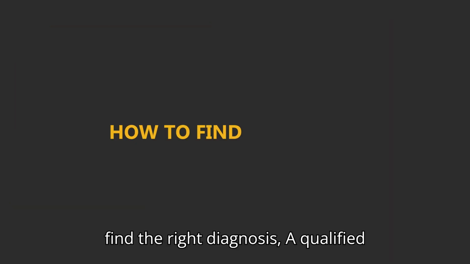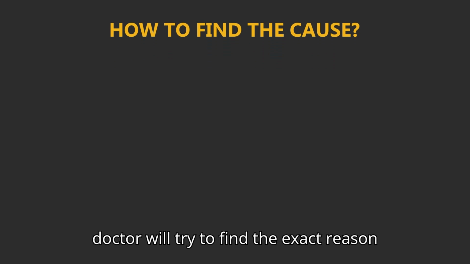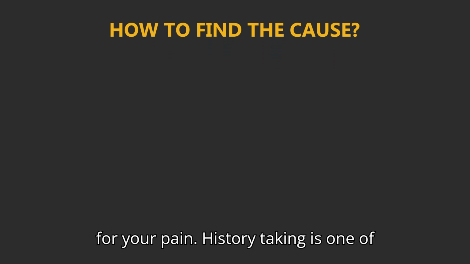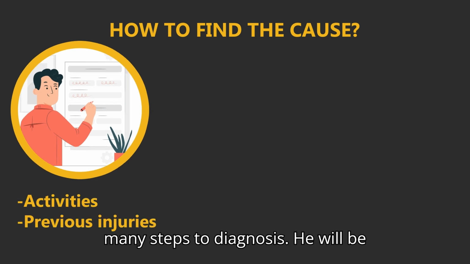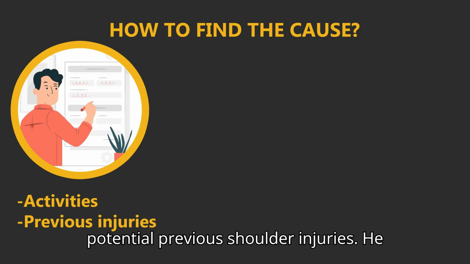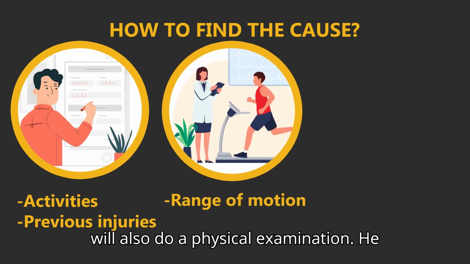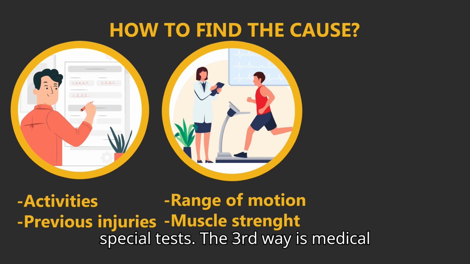To find the right diagnosis, a qualified professional such as a physiotherapist or doctor will try to find the exact reason for your pain. History taking is one of many steps to diagnosis. He will be interested in your activities and potential previous shoulder injuries. He will also do a physical examination. He will check your range of motion and muscle strength, and they might do some special tests.